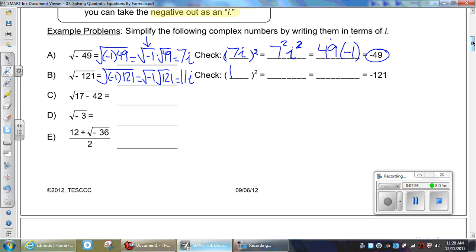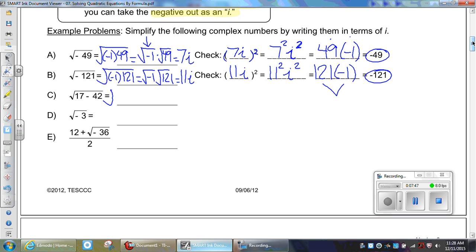Now to check (11i) squared, we have to square the 11. We also square the i. 11 squared is 121. i squared by definition is -1. And of course, if we multiply those two numbers, we get -121.